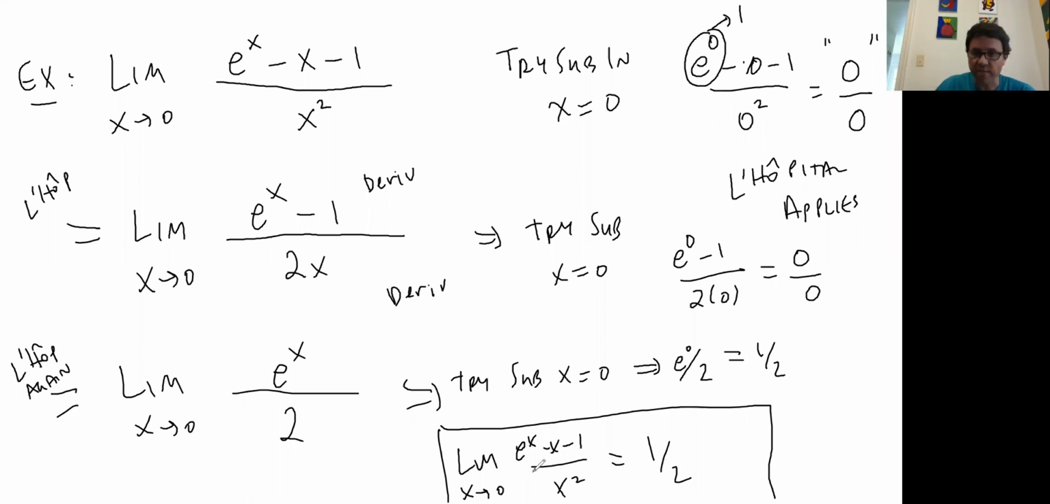And if I was to plug in values that are really, really close to 0, this would work out to be like 0.4999999, which is really close to 0.5, which is a half. And the limiting value is a half. So that's how you do that.